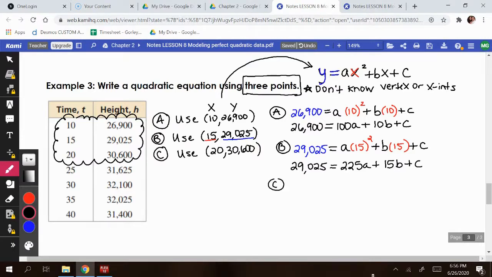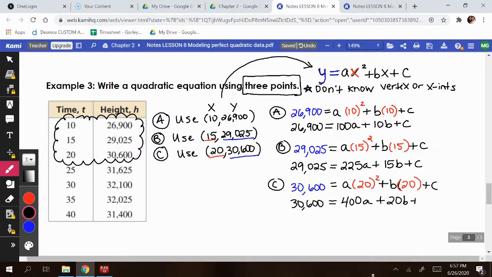All right, and then we've got to write an equation for C. We're going to be using the point 20 and then 30,600. So we'll start with 30,600 for y equals ax squared, x was 20, plus b times, again, x, which was 20, plus c. Then we'll simplify it. We get 30,600 equals, 20 squared is 400, 400a plus 20b plus c.